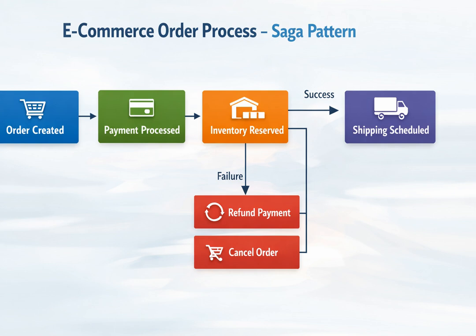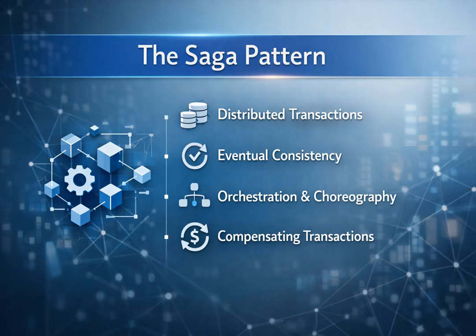Conversely, in a choreography-based saga, there is no central orchestrator. Instead, each service participates by producing and consuming events. When a service completes its local transaction, it publishes an event, which then triggers the next service in the saga. This approach promotes loose coupling and autonomy among services, but can become challenging to manage and debug as the number of services and events grows.